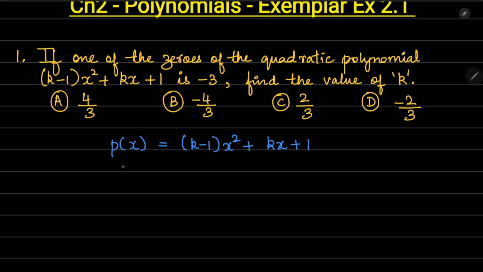What does that mean? If you substitute in place of x, if you put minus 3, then the value of the polynomial becomes 0. That is what it means when the question says that one of the zeros of the polynomial is minus 3. At x equal to minus 3, the value of the polynomial is 0. That is why it's called a zero.